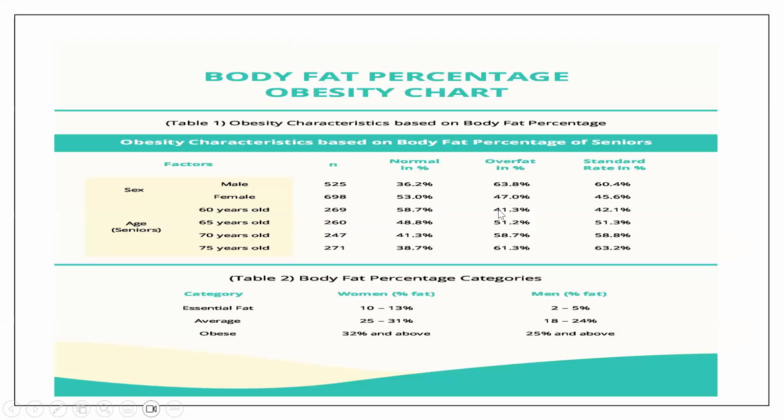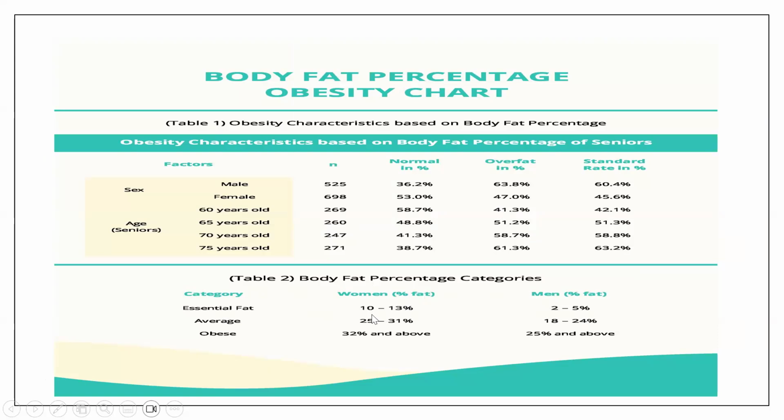The body fat percentage obesity chart shows us the male and the female. In the essential category, the essential fat in women is 10 to 13%. The men have less fat. They essentially have 2 to 5% of the total fat.